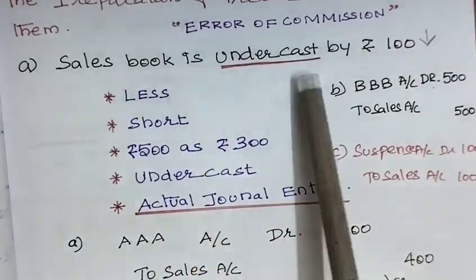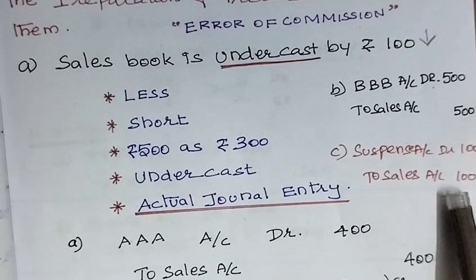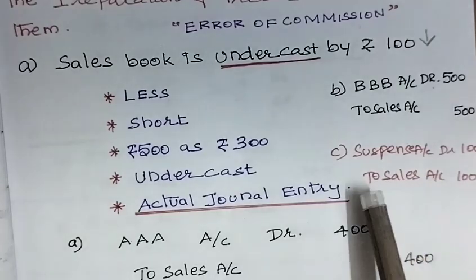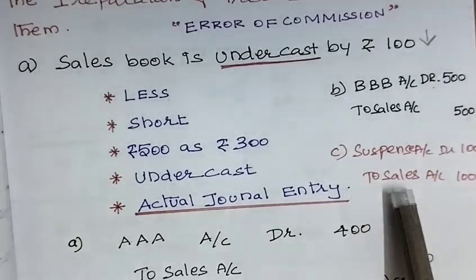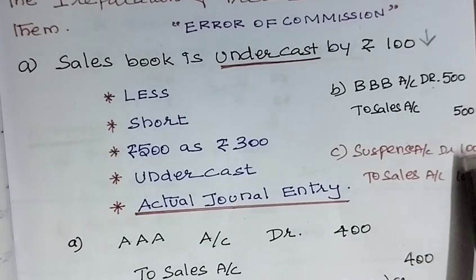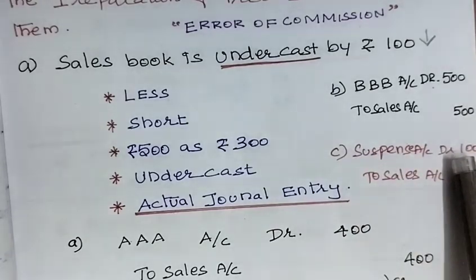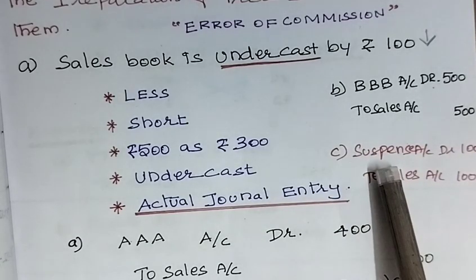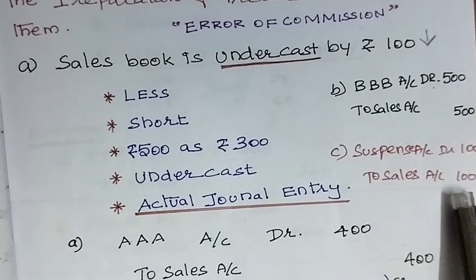This is the error. To rectify this error we create the sales account in the journal. So to sales account 100 rupees, sales account credited. Sales account to be credited. What is the opposite account from the sales account? So we create the suspense account to rectify the error, okay. So suspense account debtor 100 rupees. So what is the journal? Suspense account debtor 100 rupees to sales account 100 rupees, okay.